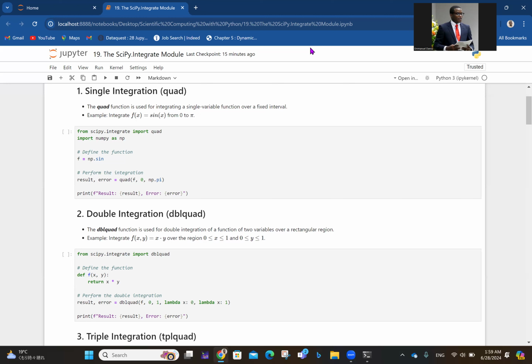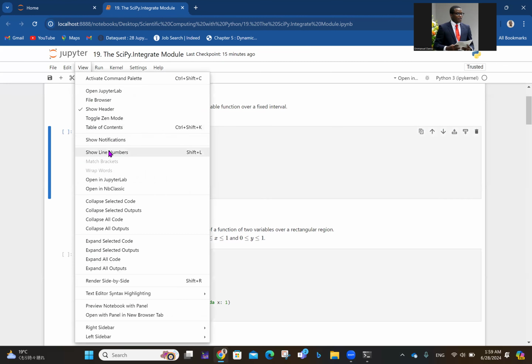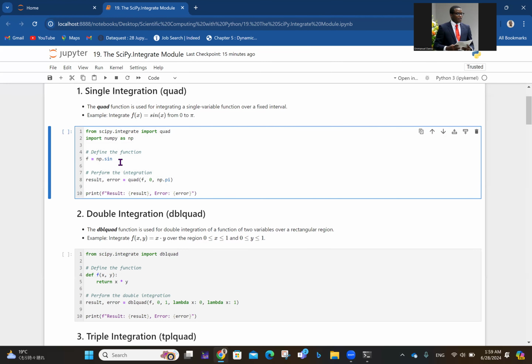So let's see that. This is the code for that. From SciPy.Integrate, you import quad, which is the function you're going to use. Then you need to do some numerical stuff, so you need numpy. Let me put the line numbers for easy referencing. In line 4, you are defining the function. The function is sine x, so you say f equals np.sin, because you get the sine function from the numpy library.